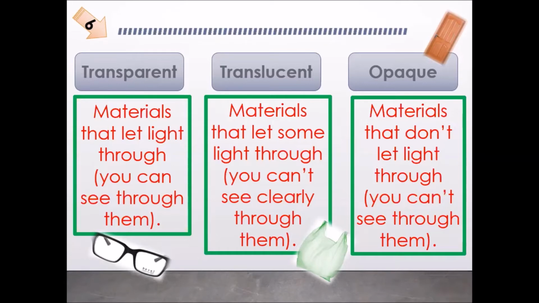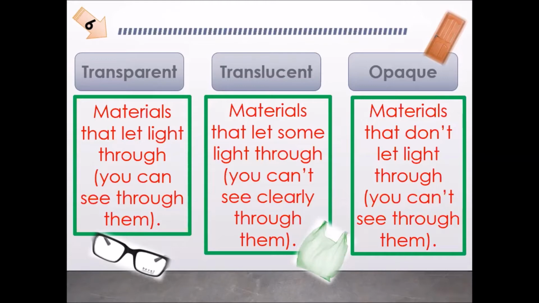The opposite of transparent is opaque, like the wooden door. It does not let the light pass through it, so no one can see through it. You can't see someone or anything behind or in front, because it's made of an opaque material.